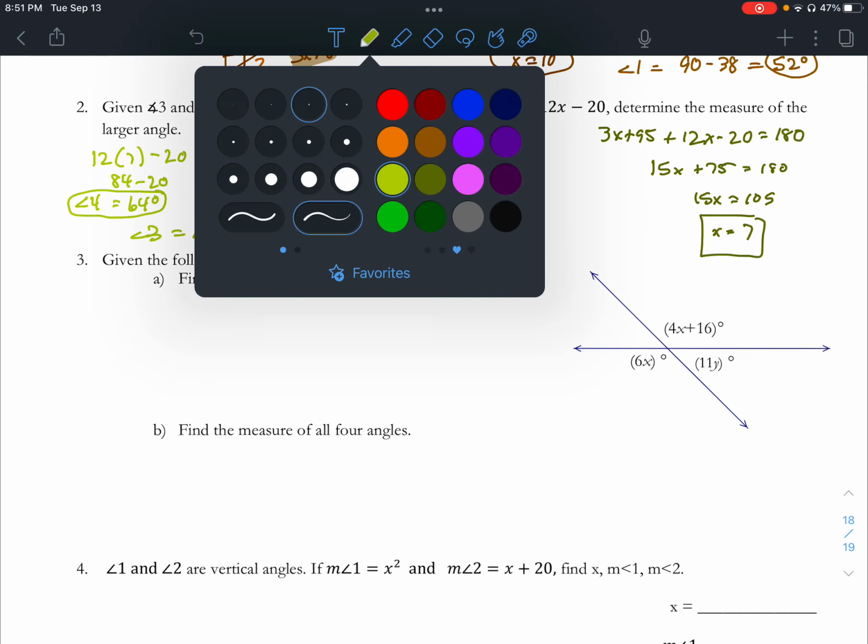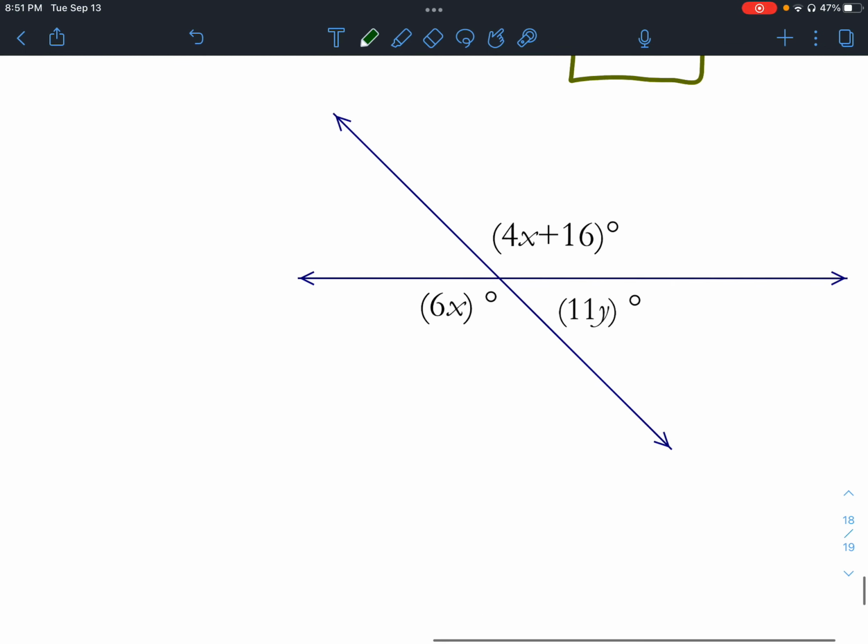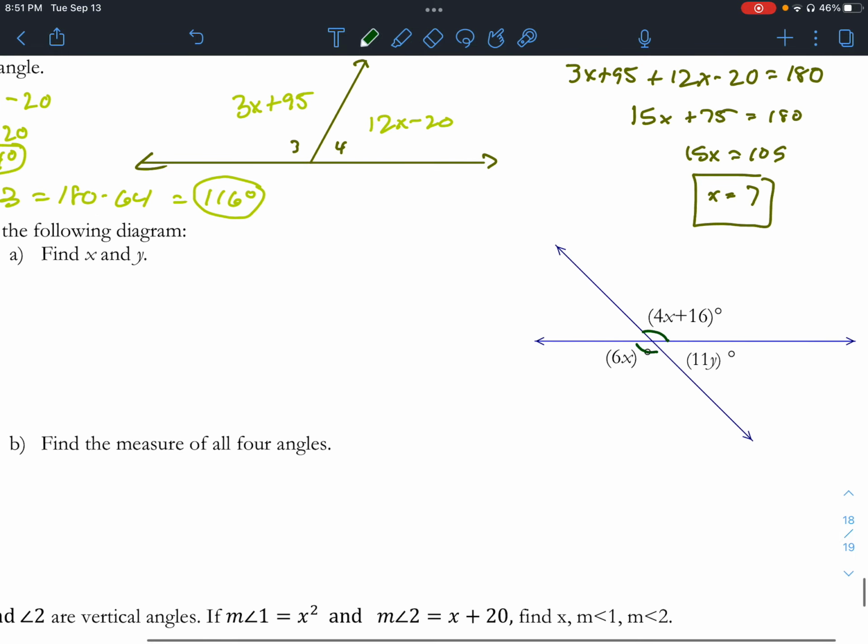Last two problems. For this diagram, the first things we're going to find are x and y. If I look at these two right here, I do notice that I have a set of vertical angles. I can take those vertical angles and set them equal to each other. That would help me with some x's. So let's do 4x plus 16 should equal 6x. We'll subtract the 4 x's. We'll divide by 2. X should be equal to 8.